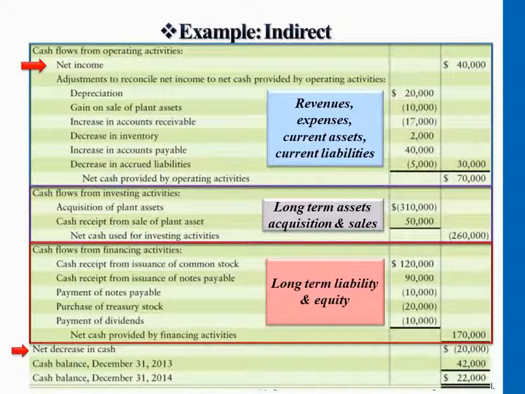Okay, so this is the whole purpose of the entire statement, to understand why there are differences between last year's cash balance and this year's, the minus 20,000. It comes from these three activities.